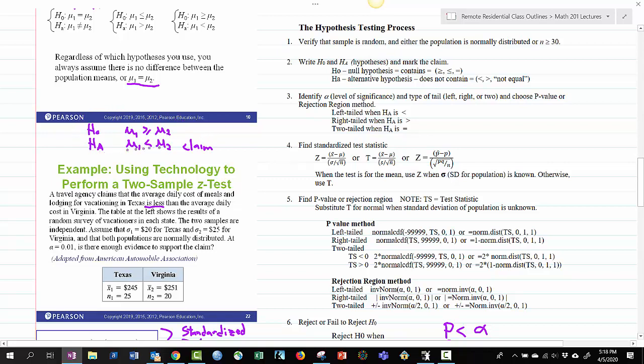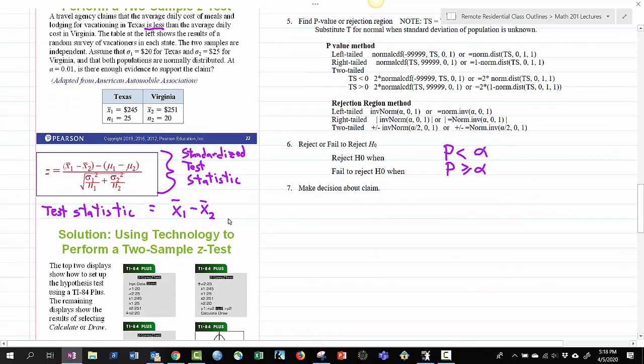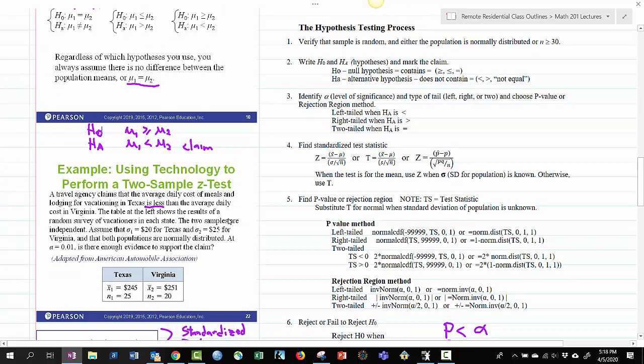All right, so you see the way that it works really is the same as far as determining which one's the null and which one's the alternative. It's still that if it doesn't have equality in it, it's the alternative, and if it does, it's the null. Okay? Now, the next thing that we're going to do, we will go ahead and do the p-value version for this one. We'll do the critical value or the rejection region for the next example. All right, so the next thing we need then is to go ahead and do the test statistic.